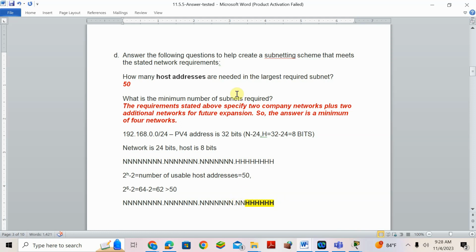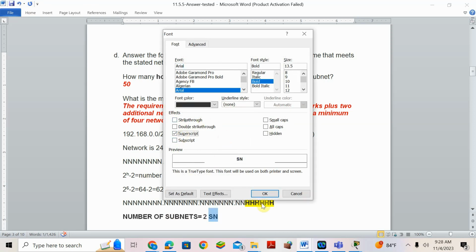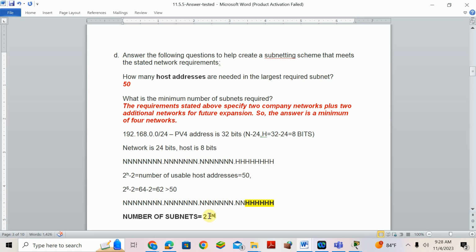Now, what is the minimum number of subnets required? How many new bits did you borrow for network? 2. So the number of subnets equals 2 power Sn, where Sn is how many subnet bits you borrowed from the host, how many new network bits you got.